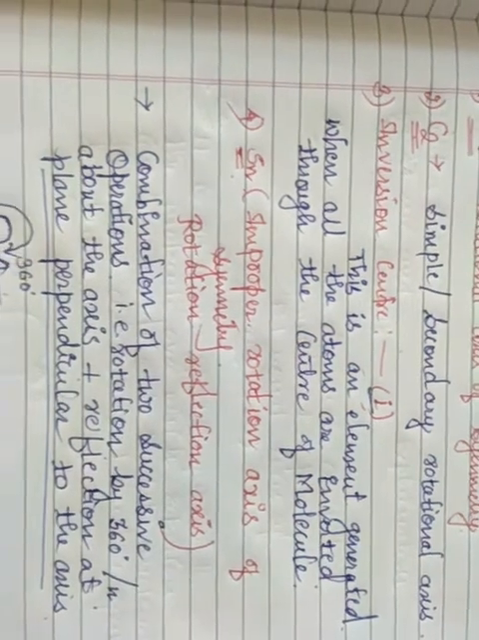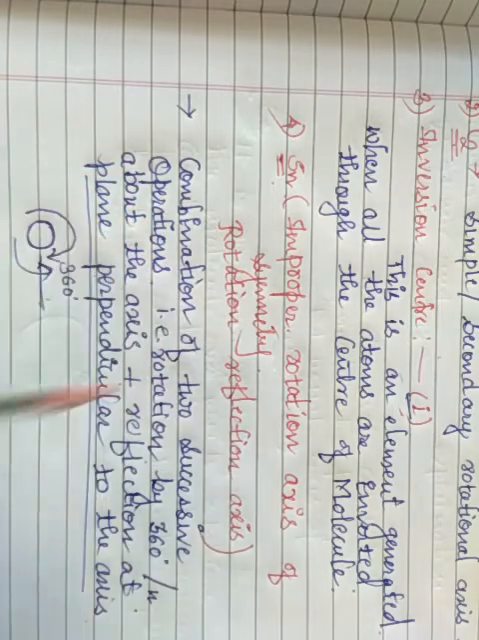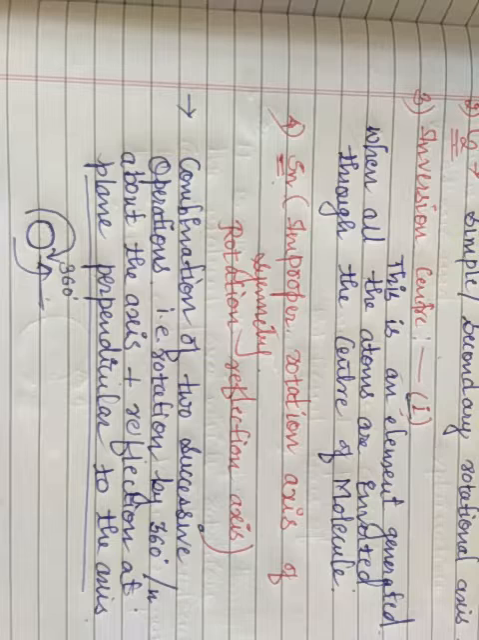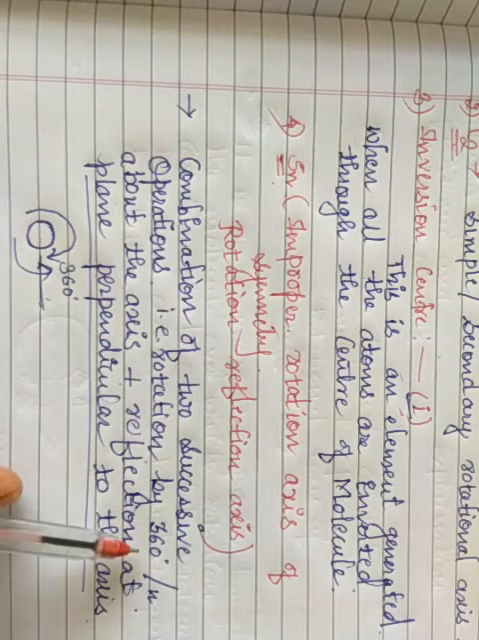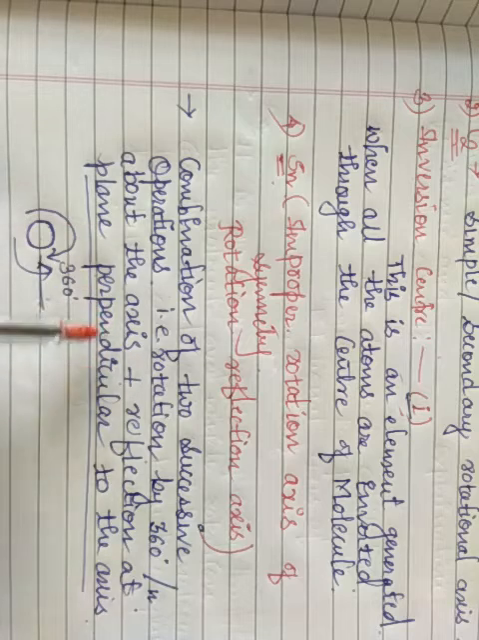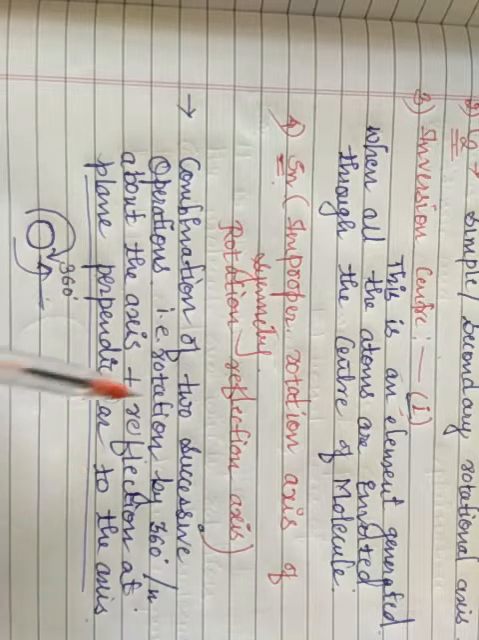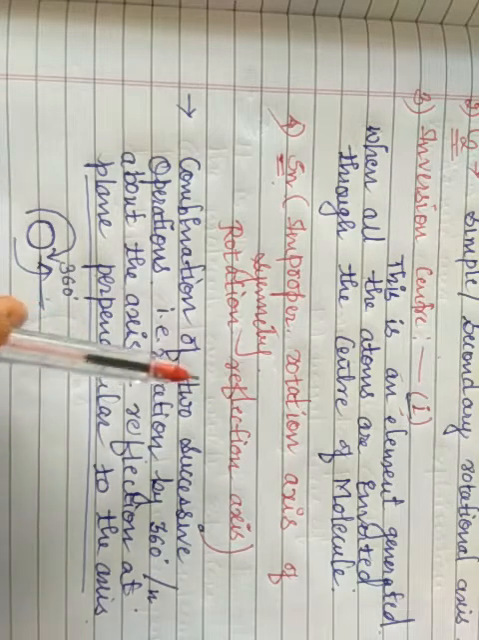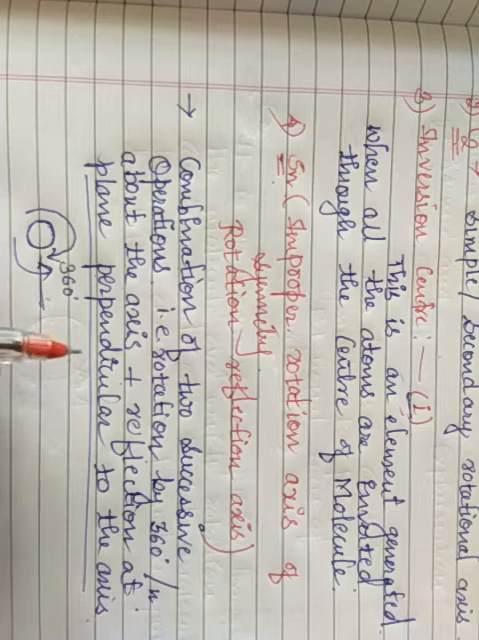Fourth is Sn, the improper rotation axis, or rotation reflection axis. It is a combination of two successive operations. The first one is rotation by 360 about the axis, and reflection at a plane perpendicular to the axis. This is about the improper rotation axis of symmetry and the terms involved in it.